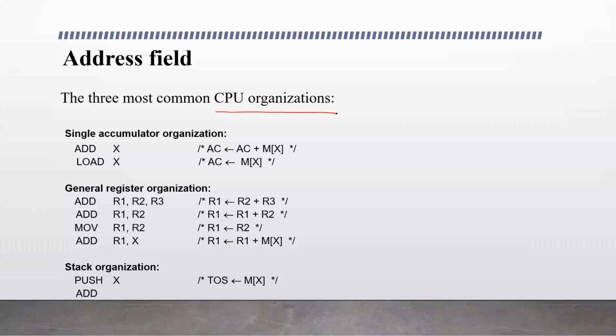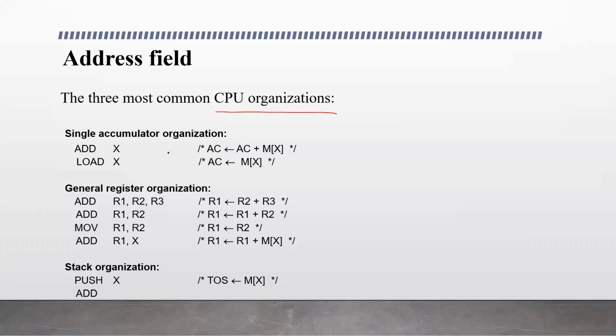The most common CPU organizations are, the first one is the single accumulator organization. In this organization, the accumulator register is used implicitly for storing the data.